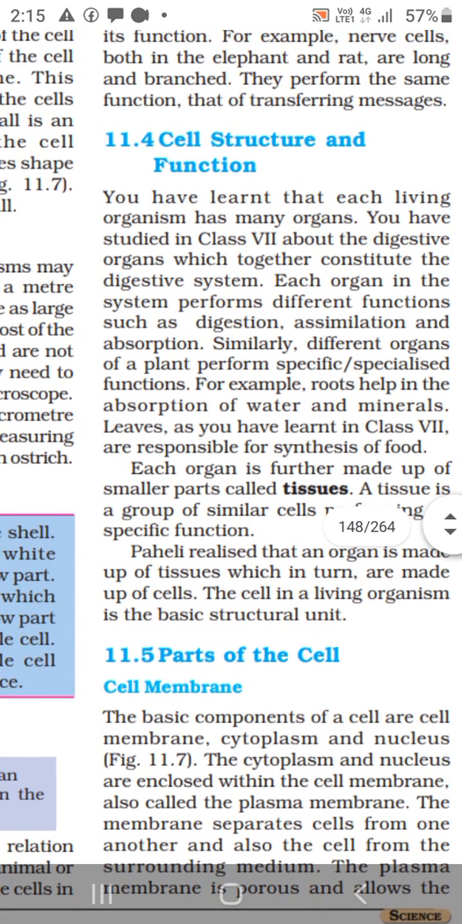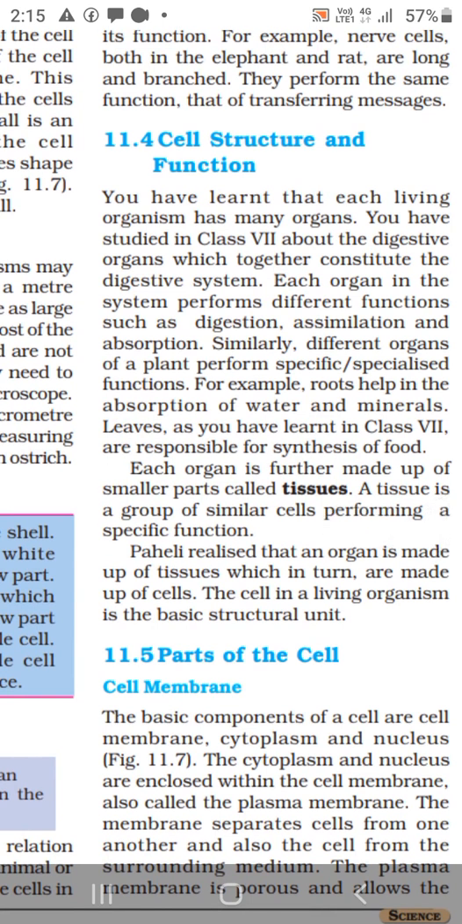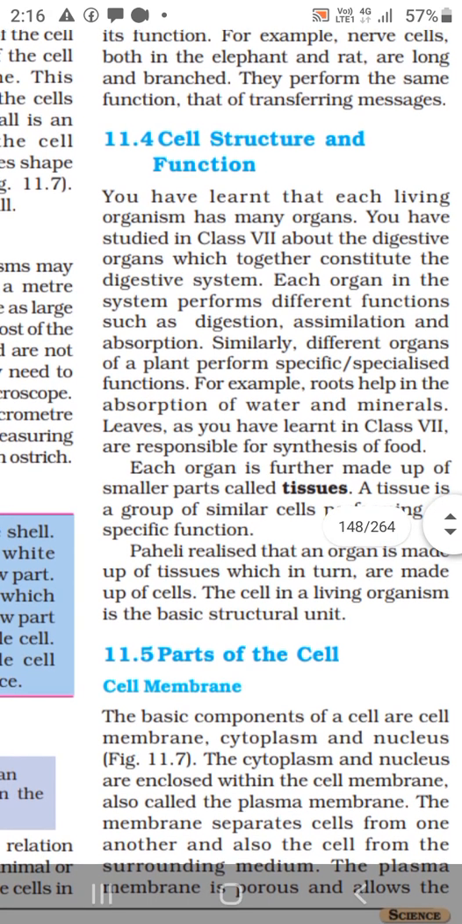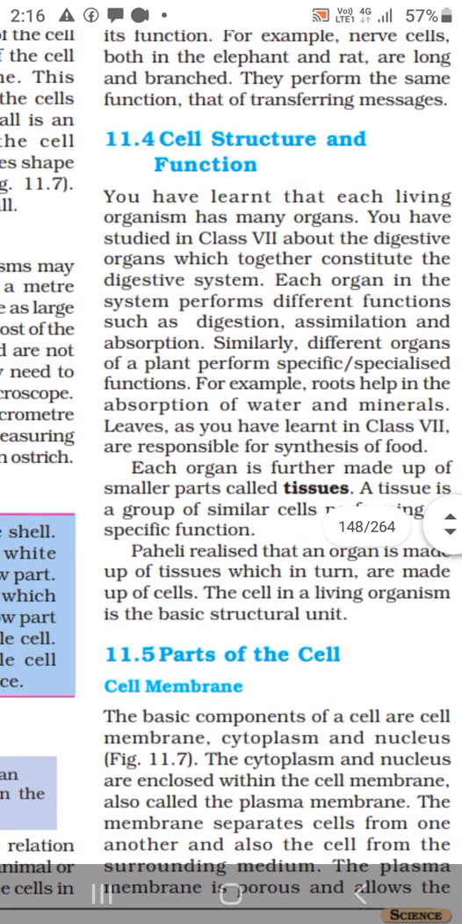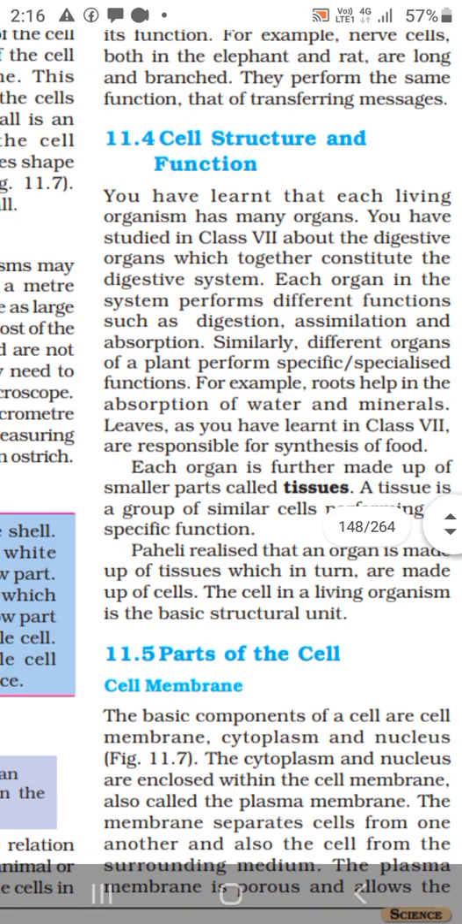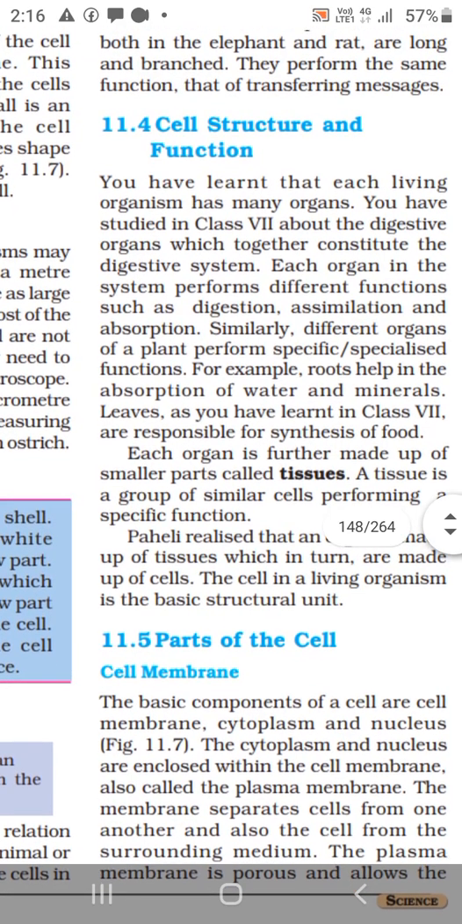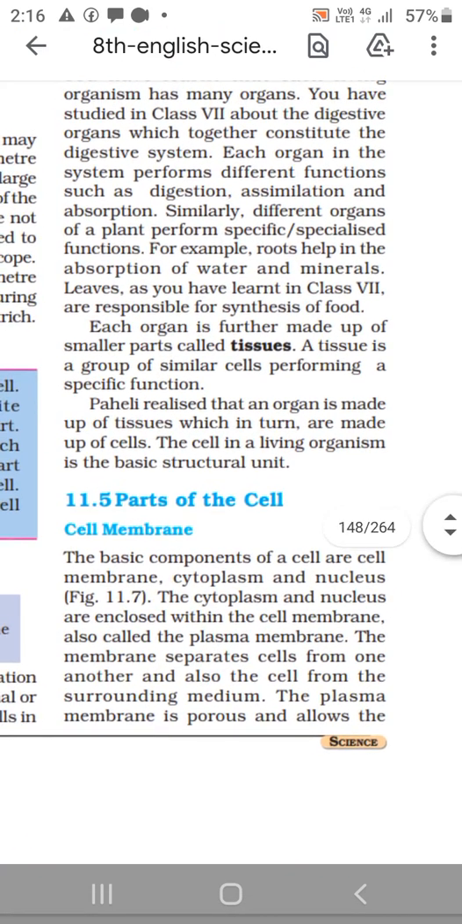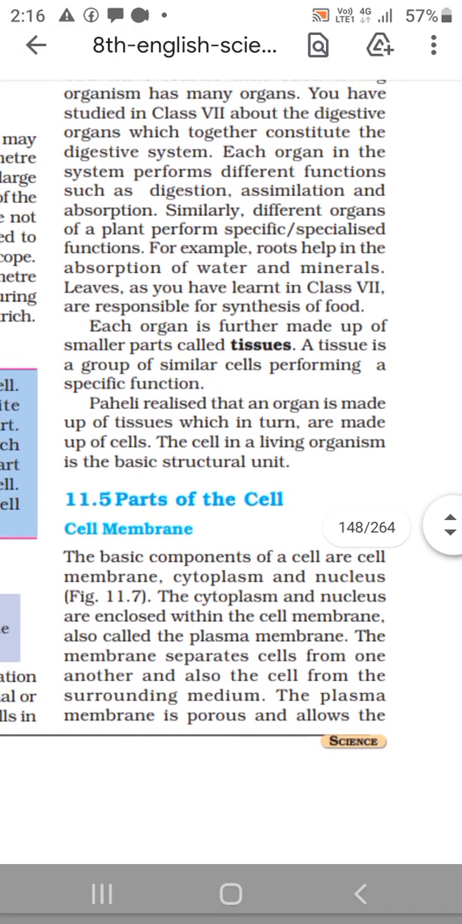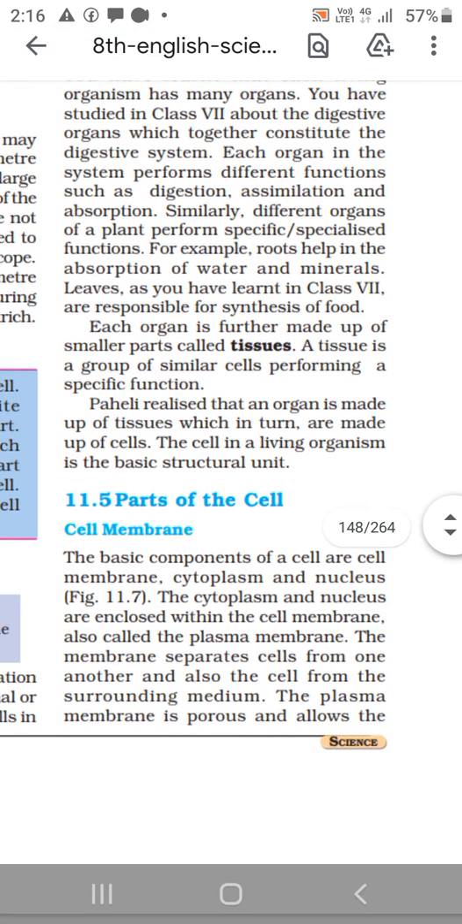You have learned that each living organism has many organs. You also studied in class 7 about digestive organs, which together constitute the digestive system. Each organ performs different functions such as digestion, assimilation, absorption. Different organs of a plant perform different specialized functions. Root helps in absorption of water and minerals. Each organ is further made up of tissues. A tissue is made up of similar cells performing a specific function. Paheli realized that an organ is made up of tissues, which in turn are made up of cells. The cell in a living organism is the basic structural unit.